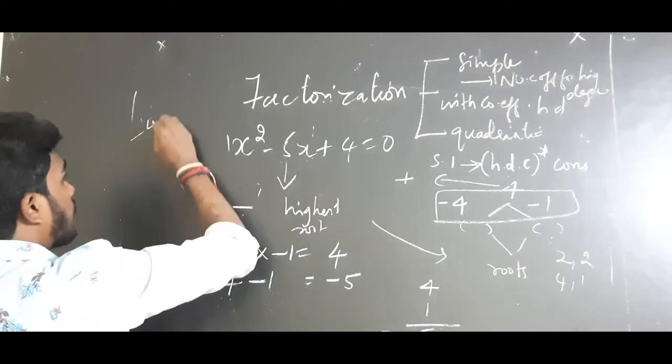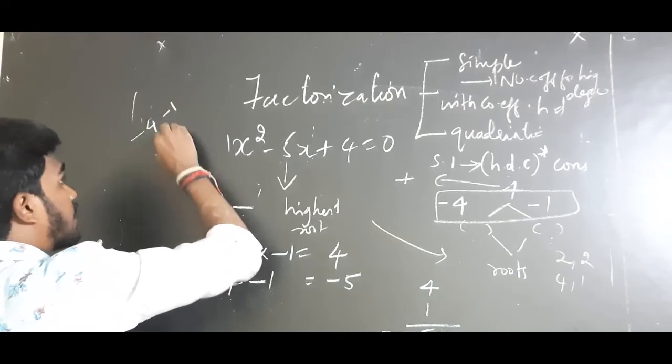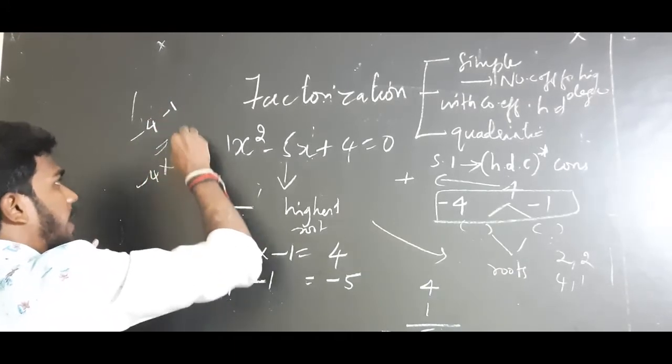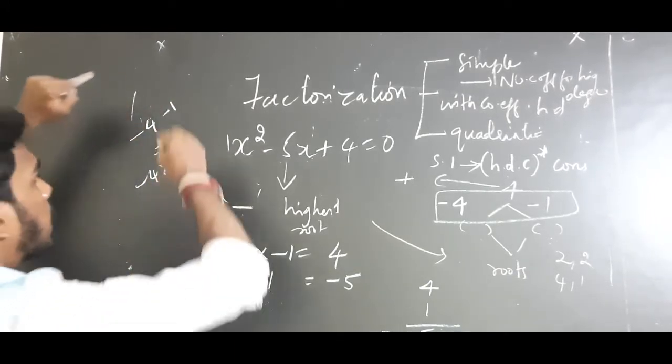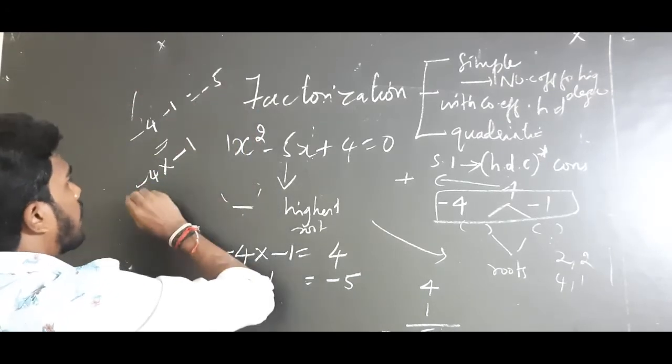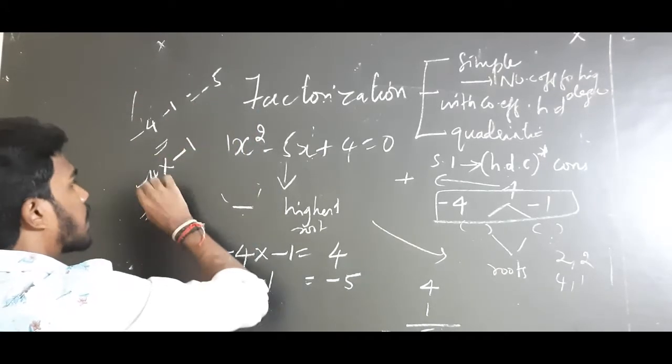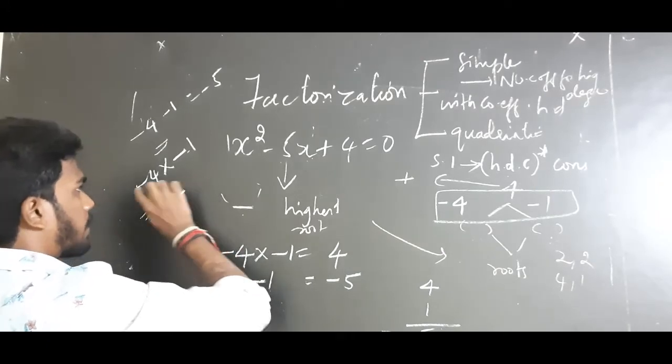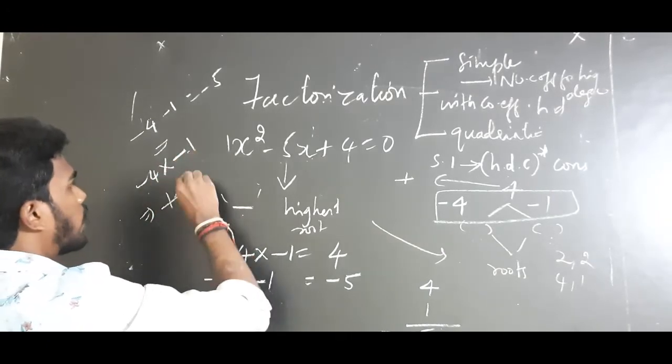Always please be aware, minus 4, minus 1 is different from minus 4 multiplied with minus 1. Minus 4, minus 1 means you will add and put a negative sign. Minus 4 into minus 1 means you will put a positive sign. Minus into minus is plus, 4 into 1 is 4.